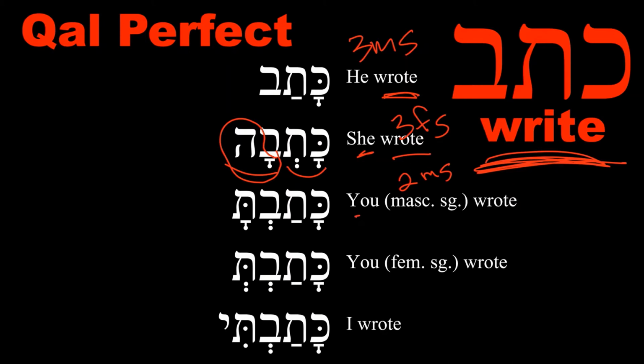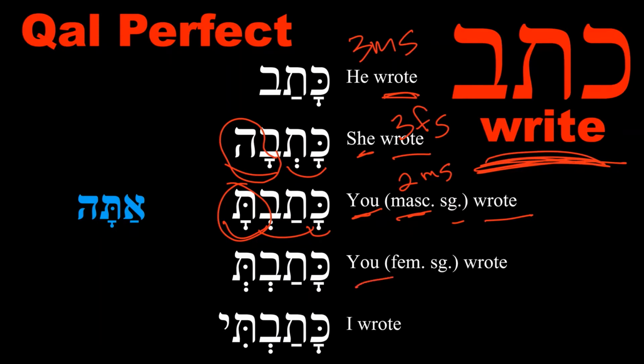Now if you wanted to say second person masculine singular, you wrote, then we would say it like this. Katavta. Now this ta at the end right here is going to be for us the marker of identification, which is related to the personal pronoun, the second person masculine singular personal pronoun for you, which is atah.